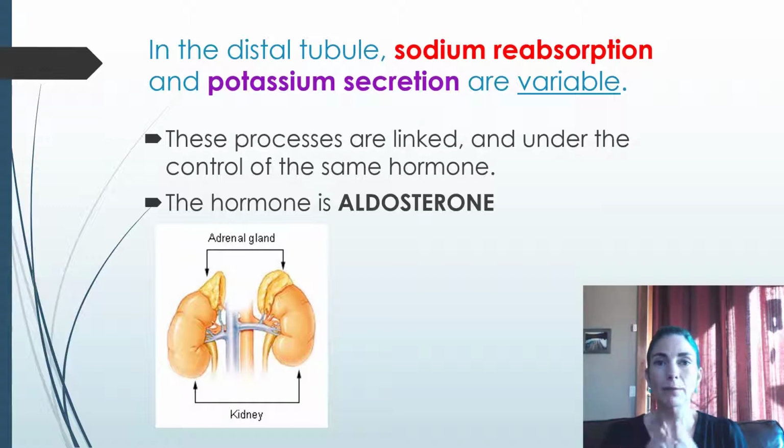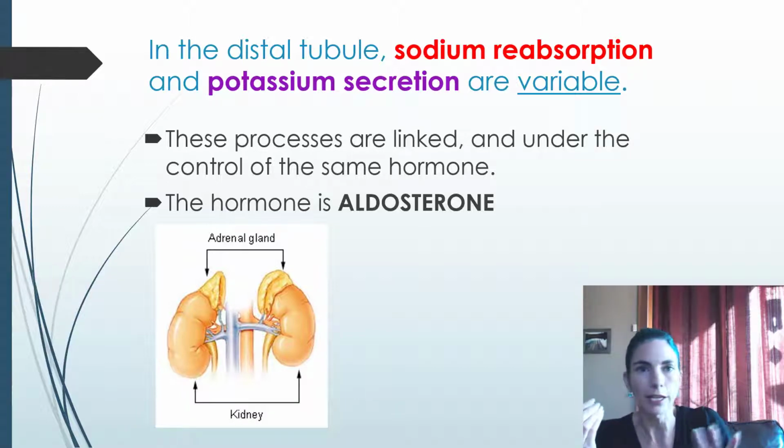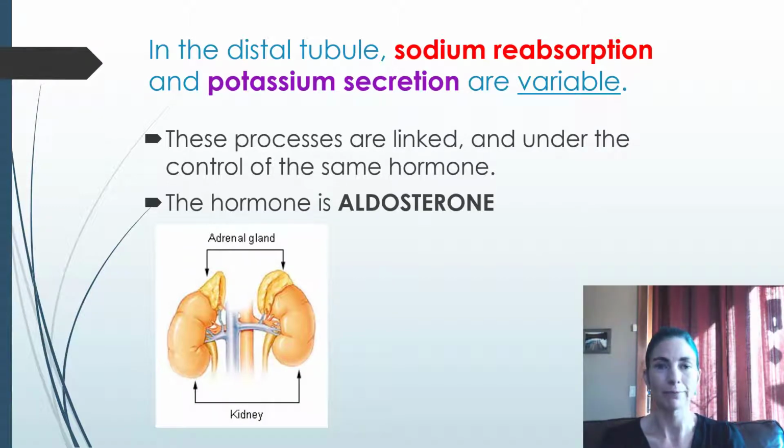Aldosterone is going to end up controlling the mechanisms that I'll describe in a little bit. But when I say that they're linked, what I mean is that if I increase the sodium reabsorption, I also increase the potassium secretion. If I decrease the sodium reabsorption, I decrease the potassium secretion. I can't really separate them out. I can't say I want to increase the sodium reabsorption but not change the potassium secretion, unfortunately. So now let's take a look at some drawings that are going to expand on the mechanism for how we can change the reabsorption of sodium and the secretion of potassium.